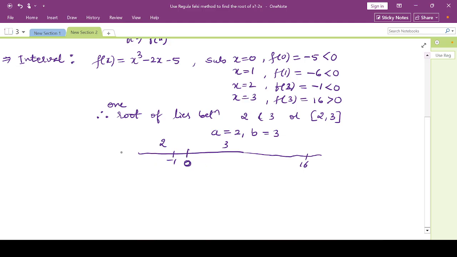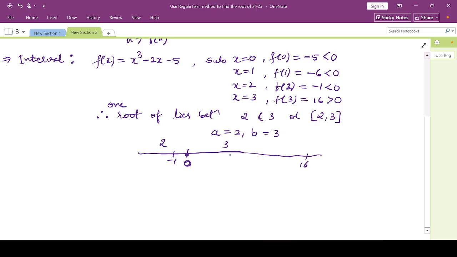So what we need to do is modify the values of a and b in such a way that the values of f of a and f of b are very close to 0. I will repeat once again. We are going to modify the values of a and b so that f of a and f of b are very close to 0. Obviously, minus 1 is very close to 0, but 16 is not close to 0. We need to modify the values.